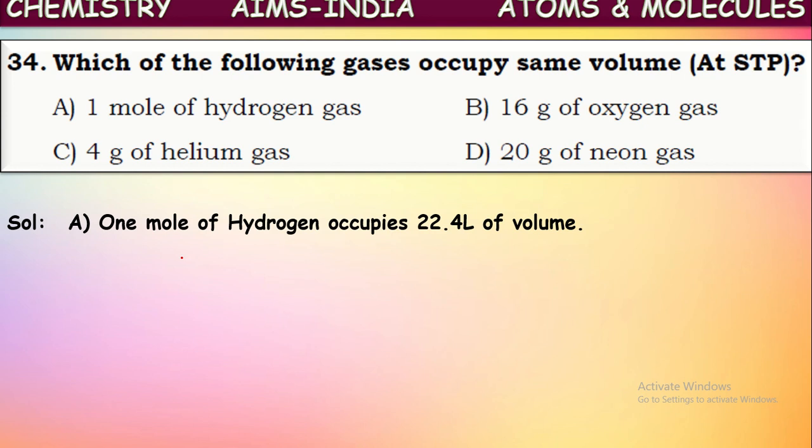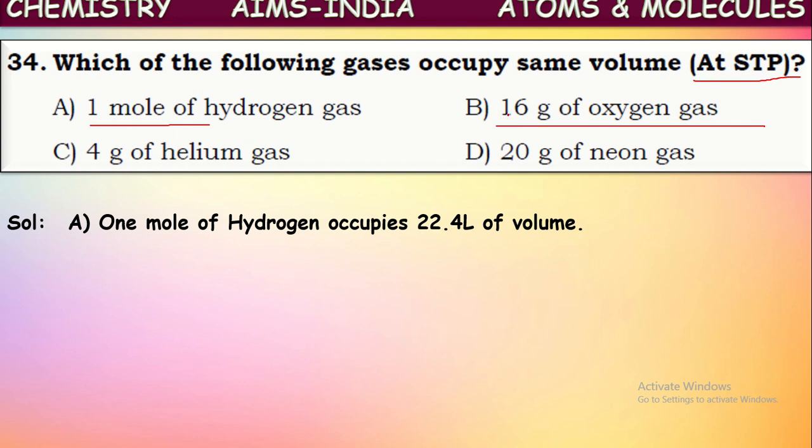We know 1 mole of any gas occupies 22.4 liters of volume at STP. So they mentioned here just 1 mole. So 1 mole of hydrogen occupies 22.4 liters volume. We got its volume. Second one, 16 grams of oxygen is given. We know 1 mole of oxygen weighs its gram molecular weight, that is 32 grams. So 32 grams of oxygen occupies 22.4 liters volume because it is 1 mole.